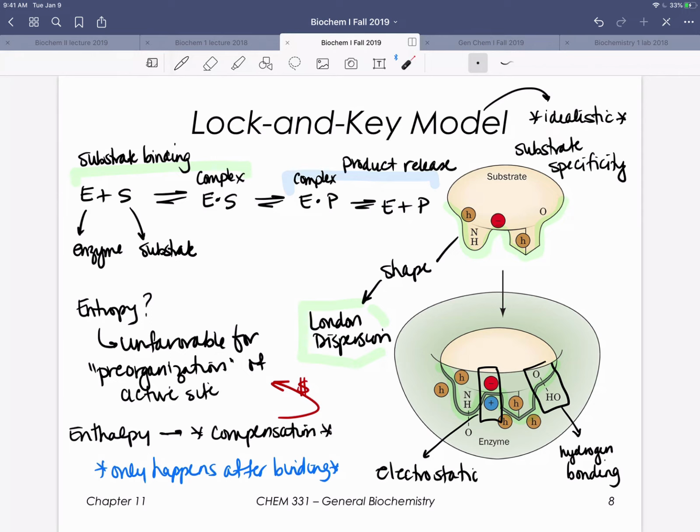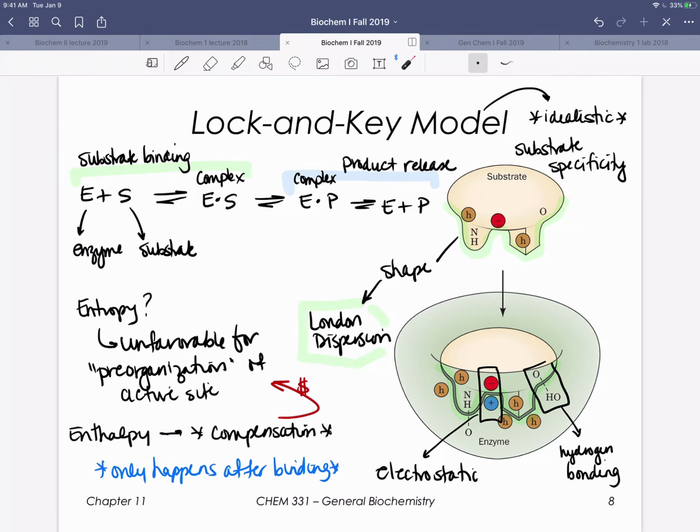So if we were to imagine this from an entropic standpoint and think about our enzyme active site, if we were to pre-organize our enzyme active site to have the perfect shape for our substrate key, that would be very unfavorable from an entropy standpoint. Now, when our substrate docks into our enzyme, we can form those intermolecular forces so we can have that enthalpic compensation that will pay that cost. But until this binding event occurs, we don't have that compensation. That compensation happens only after binding.